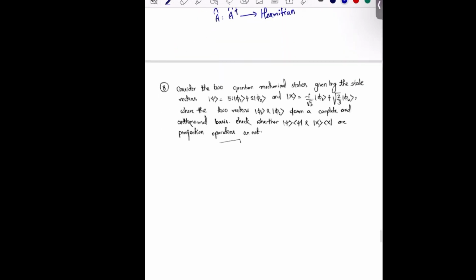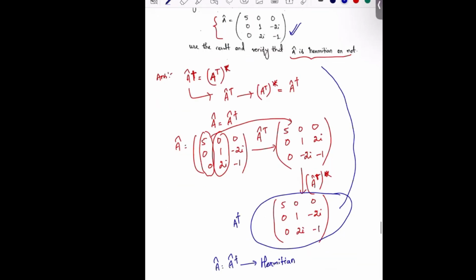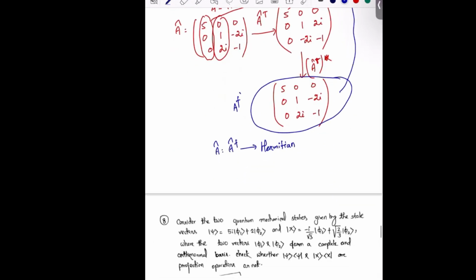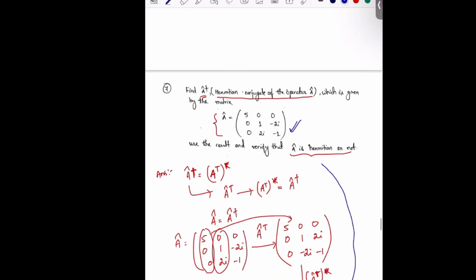Okay, this is clear to you, I think. So let's see the last question. Ma'am, what does Hermitian adjoint mean? Hermitian adjoint means you are taking the dagger of an operator. This is the definition. You take the transpose and take the complex conjugate. That means this is the Hermitian conjugate of an operator.